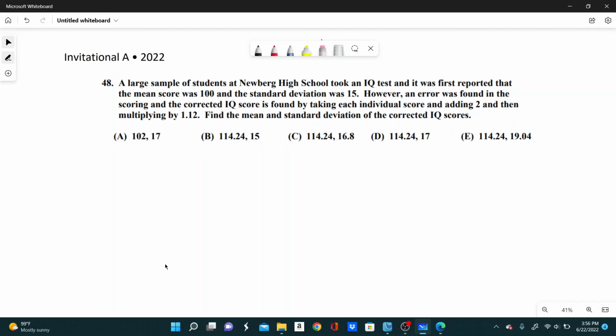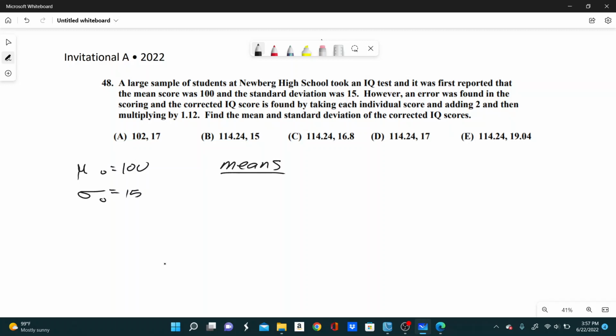So, whenever you have means and standard deviations, in this case our mean is 100 and our standard deviation is 15. Basically, our means will react to adding and multiplying, but our standard deviations will only react to multiplying. So to think about this, think about it for means.